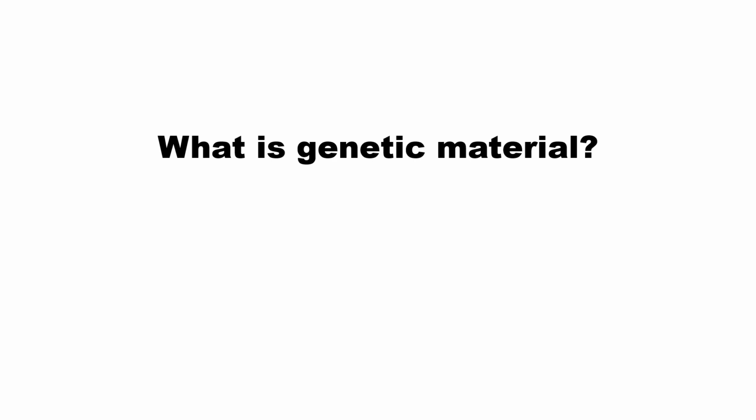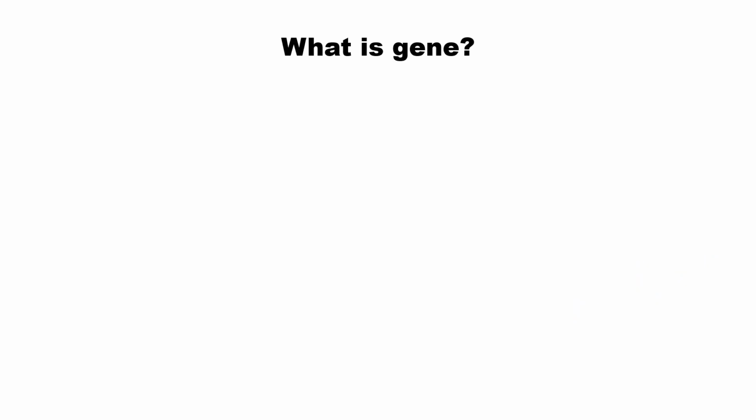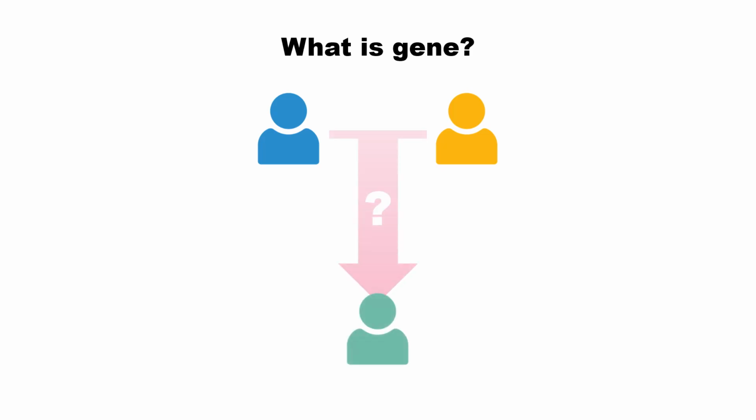What is the genetic material? What is the gene? Gene is the information the parent transfers to the offsprings, and this information should be stored in just a single cell, sperm or egg cells. So that's why the genetic information should be a highly condensed form of information.